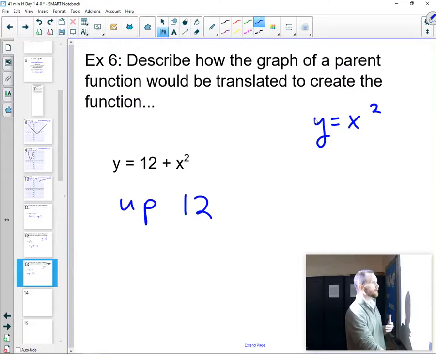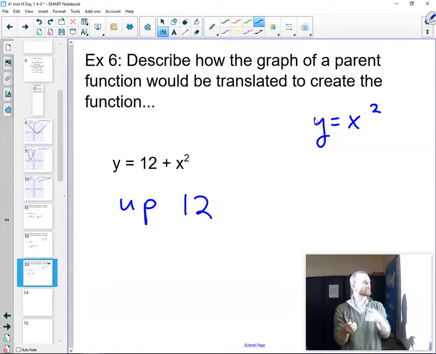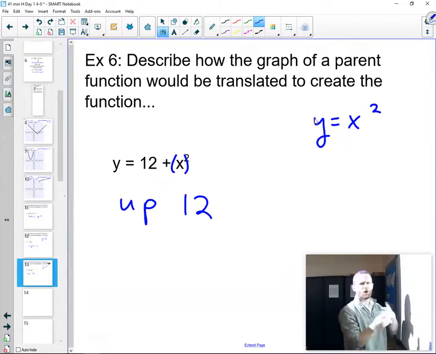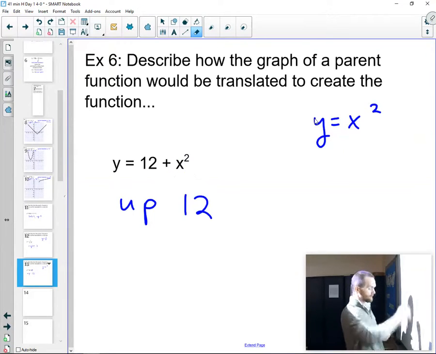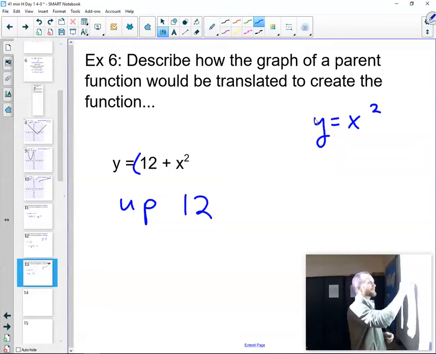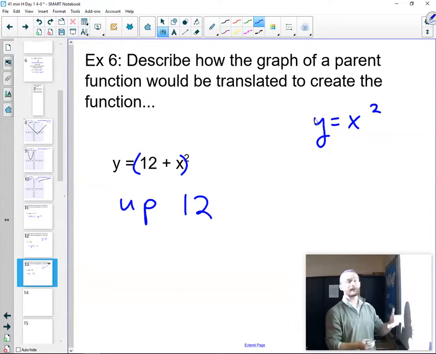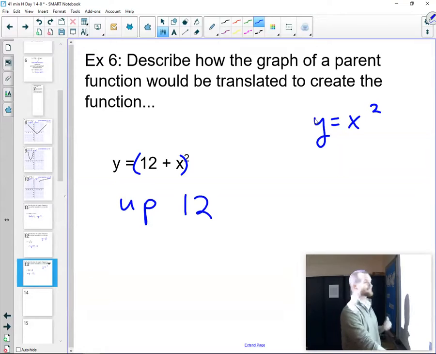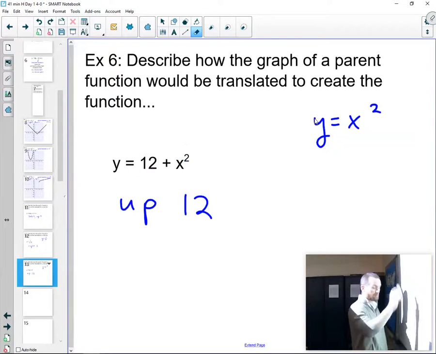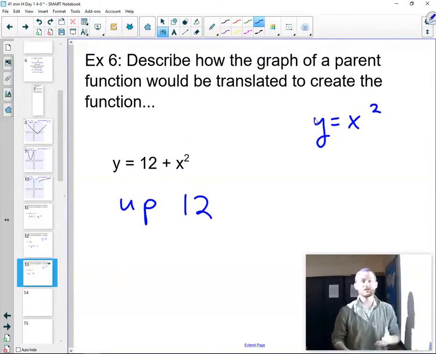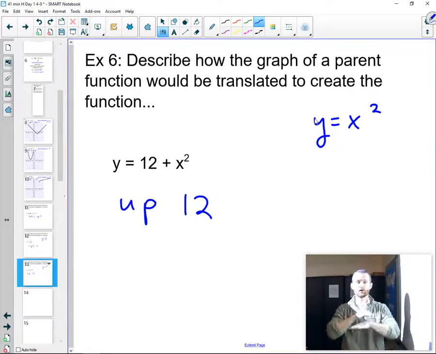So that 12 is not inside the squared with the x. You don't see parentheses around the x and the 12 or something like that. Oh, this would be a better way to show it. It's not like we see that. That would make 12 an h value because it's inside the most important part of the function. But there's no parentheses, so that means 12 is just a k value. We go up 12 and we're done.